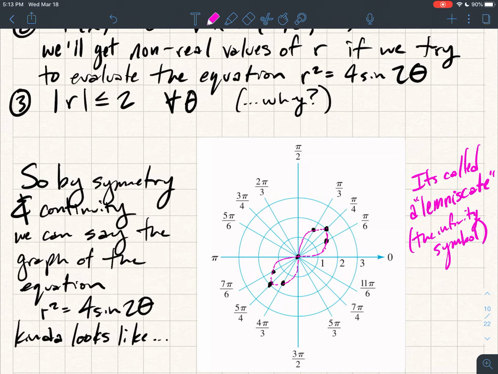By symmetry, and assuming these are continuous functions, we know sine is continuous, so we can connect the dots in this way. This is what the graph of the equation r squared equals 4 sine 2 theta looks like. There it is. Ta-da!